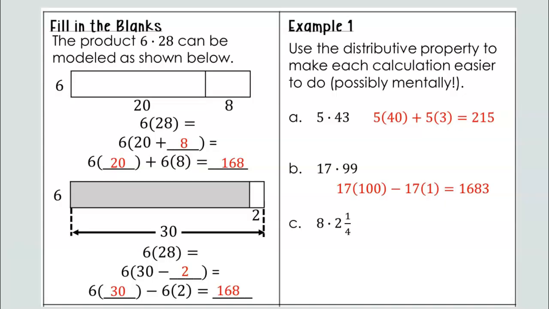Eight times 2 1/4. 8 times 2 plus 8 times 1/4 equals 18. We're splitting apart the 2 1/4 into 2 separate pieces.